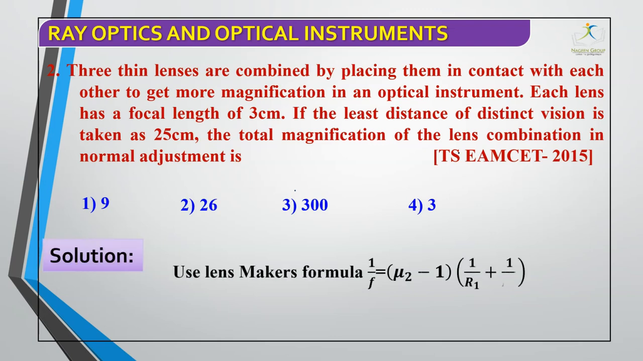So here we are again using the lens maker formula, which is 1 by f equals (μ2 minus 1) times (1 by R1 plus 1 by R2), for the case of a liquid and the case of air, and then take the ratio and get the result 26. I hope this will be easy for you students.